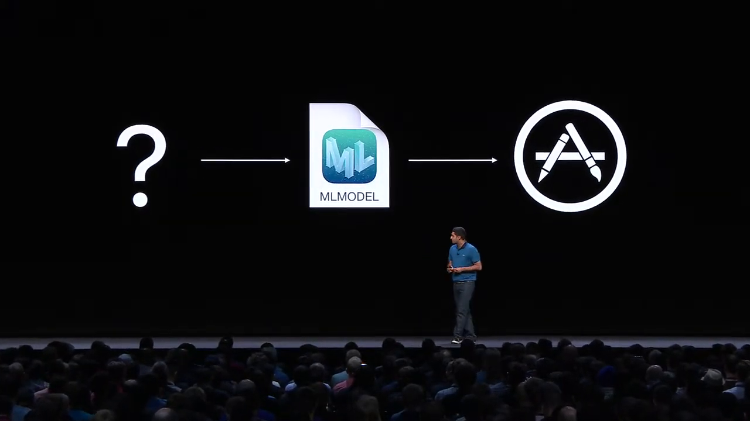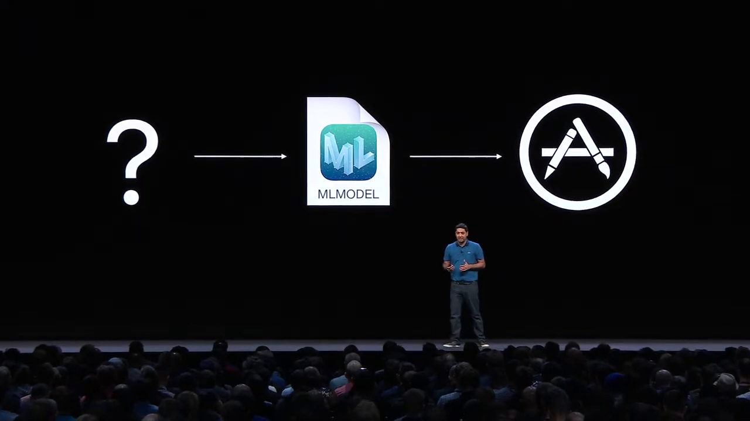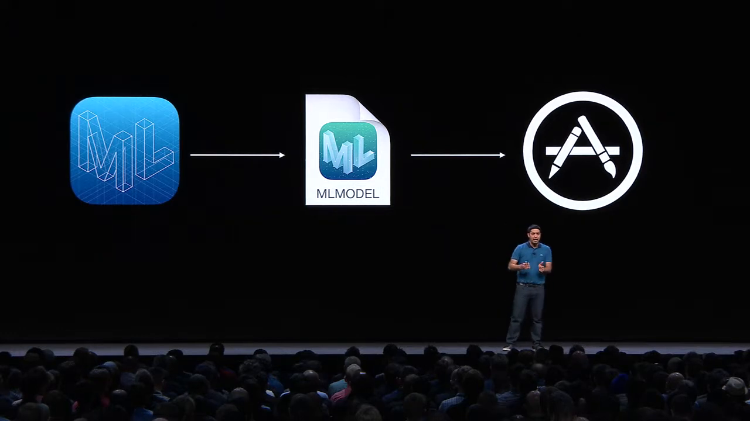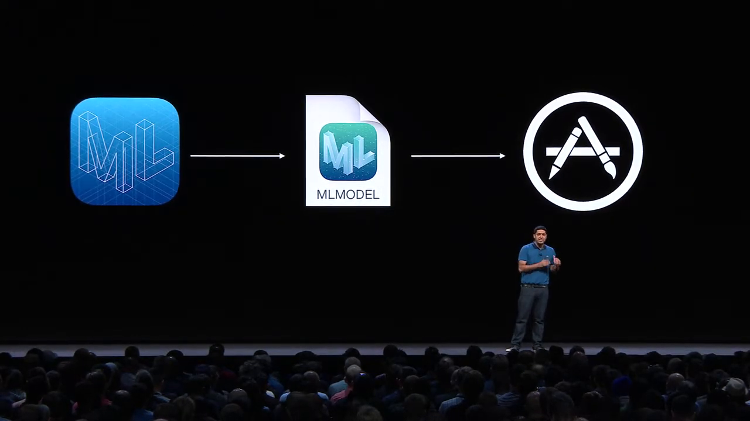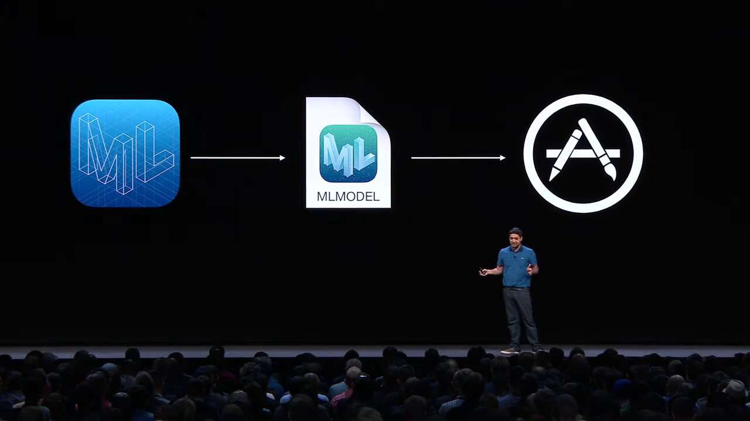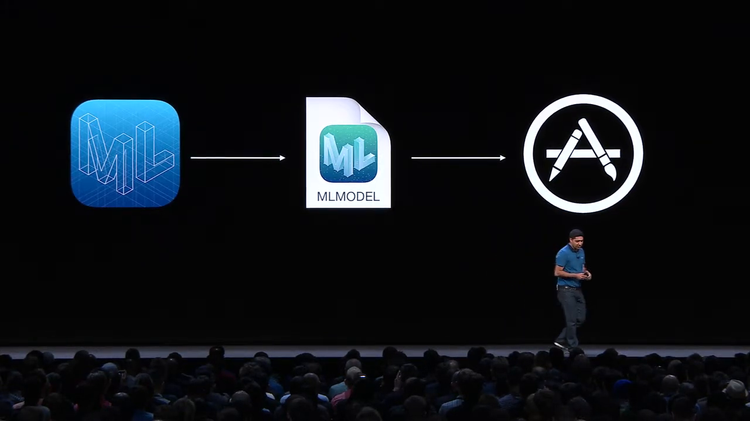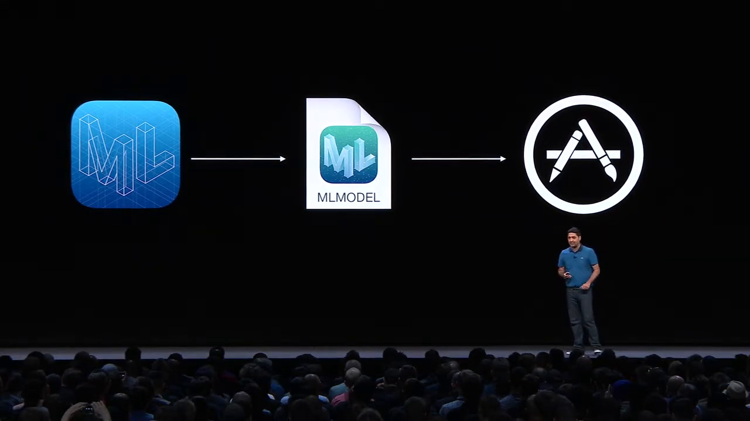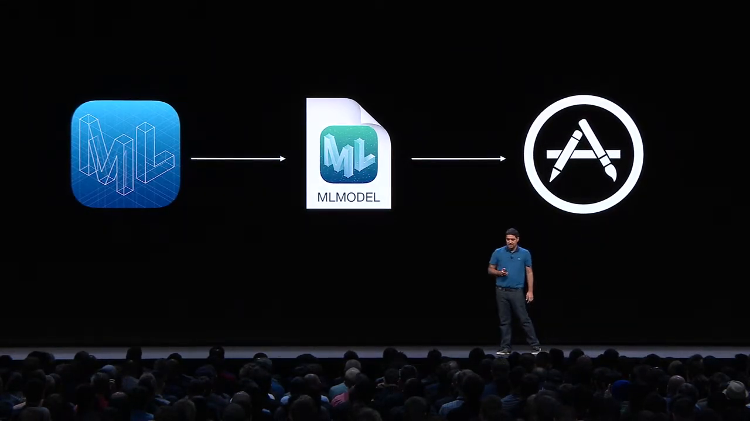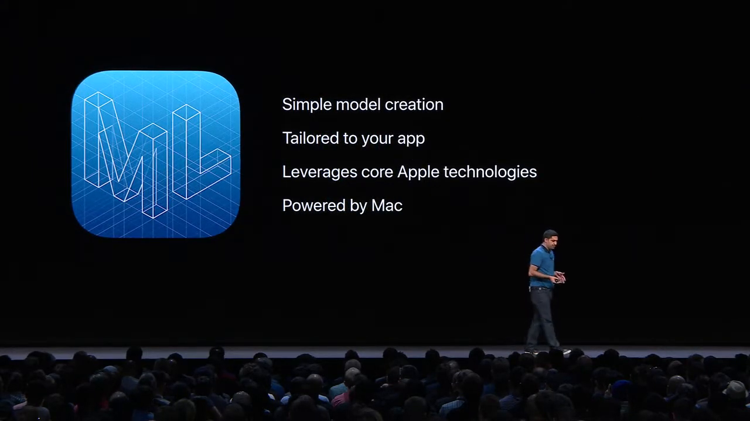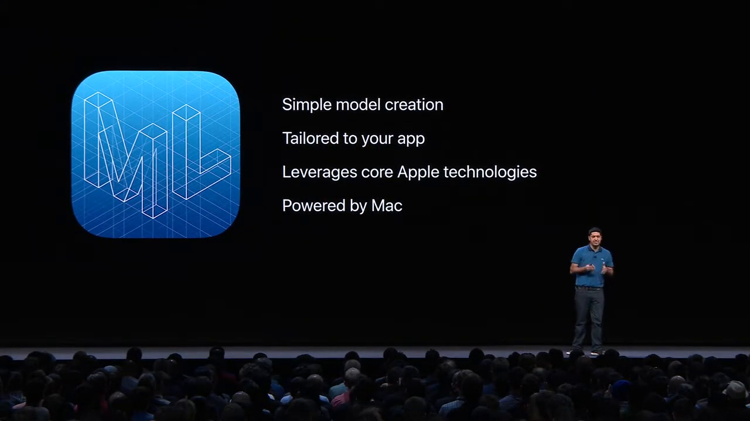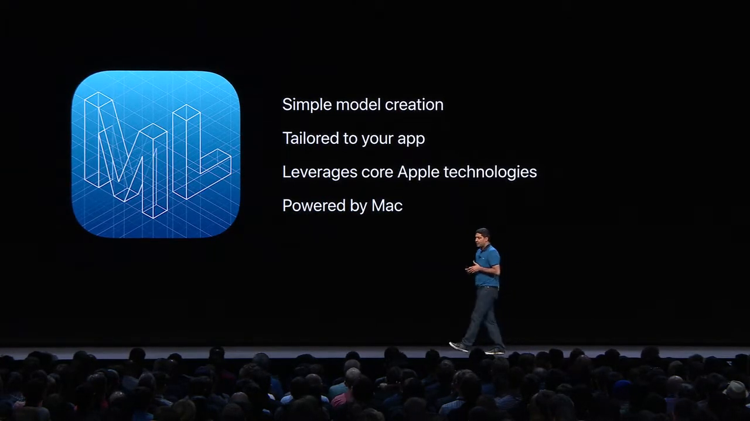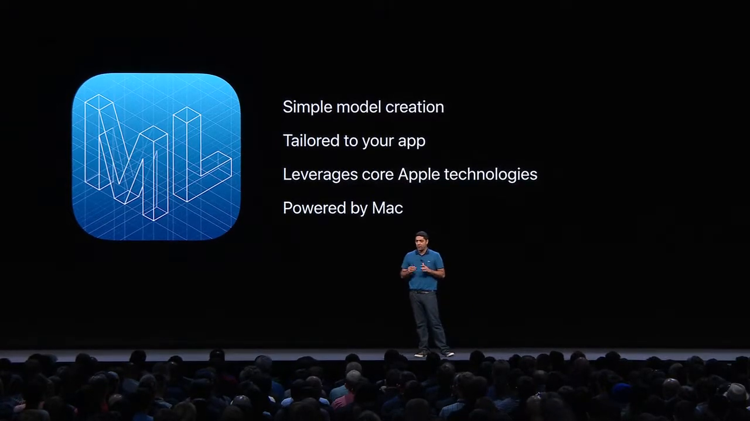So Create ML completes the left-hand side of the equation. The idea is you make the model in Create ML, and you run it in CoreML. You do complete end-to-end machine learning in Swift, our favorite language. So you're not dealing with language oddities, where you are training in one language and then running inference in another language. Create ML is simple and very powerful. It is tailored to your app. It leverages core Apple technologies, and you do everything on your Mac.